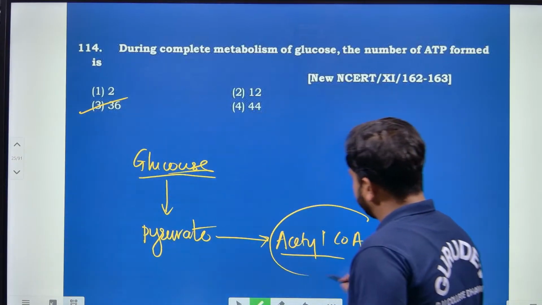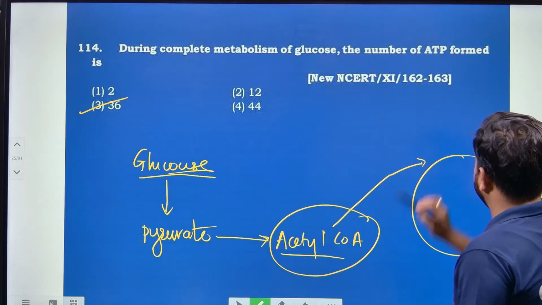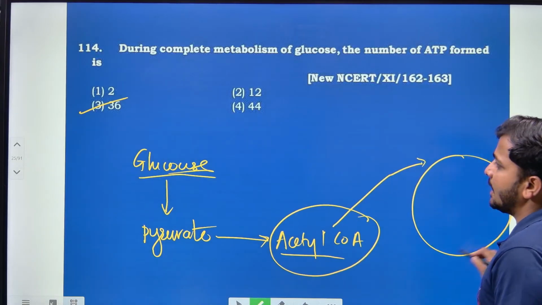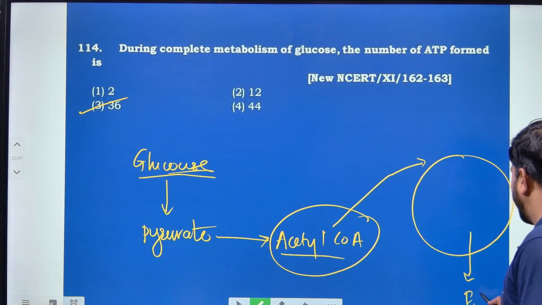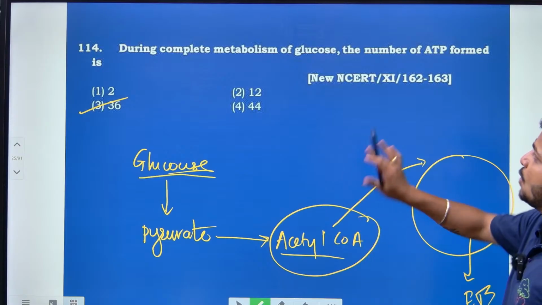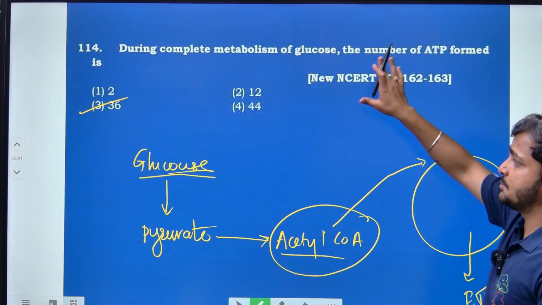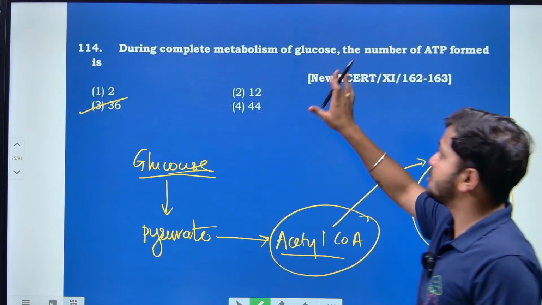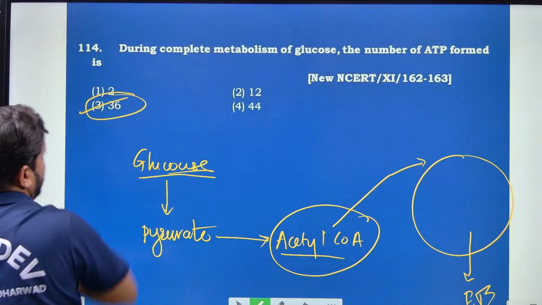So after substrate level phosphorylation, it will enter into the Krebs cycle, where it will again undergo cyclic changes. Then from there it will enter into the electron transport system. So overall we have to give the answer related to the respiratory balance sheet, and based on the respiratory balance sheet the number of ATP formed here is 36, right?